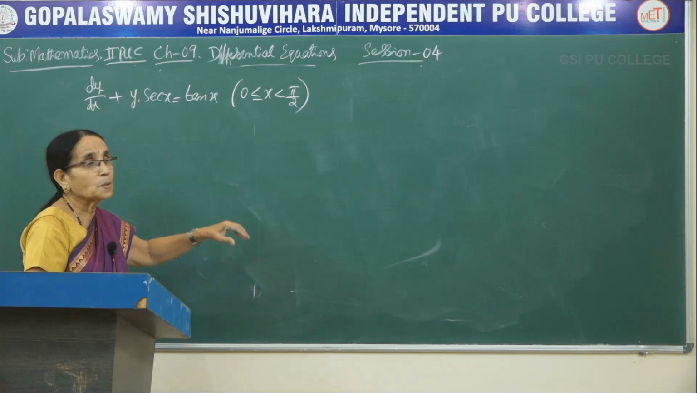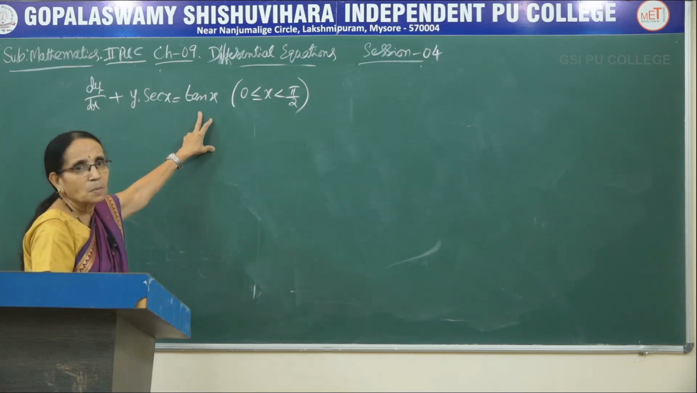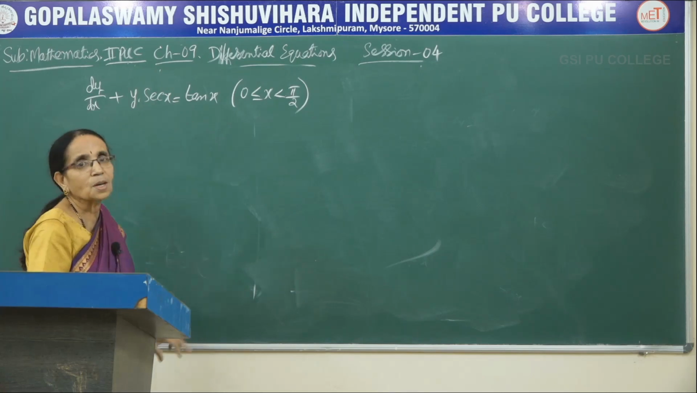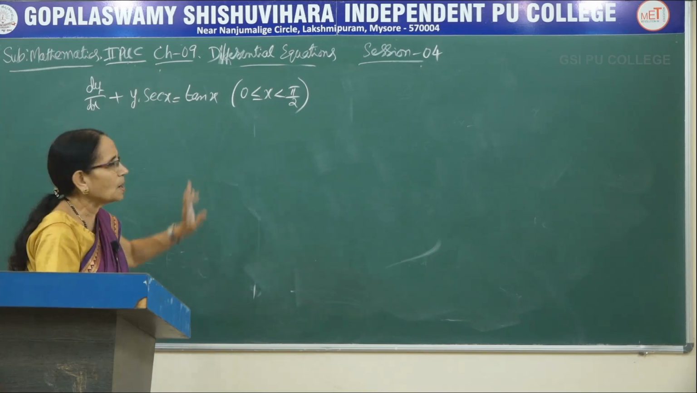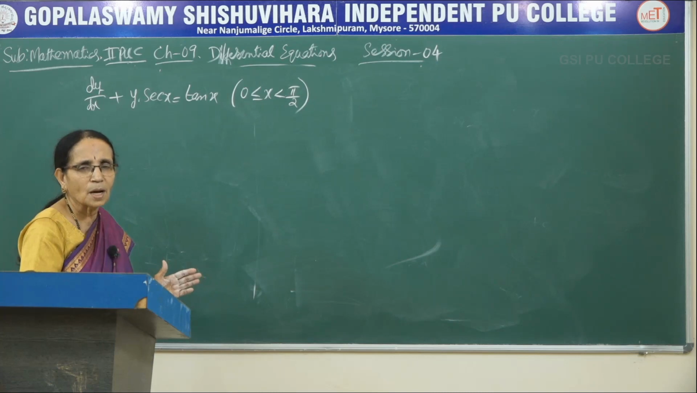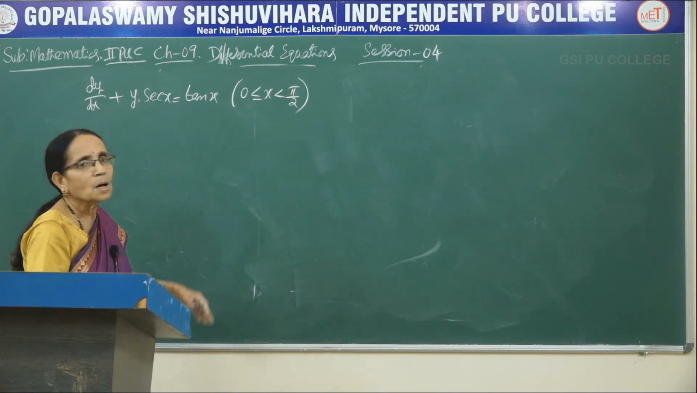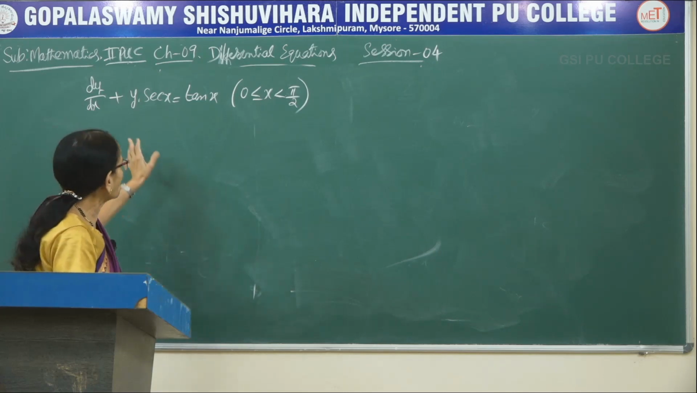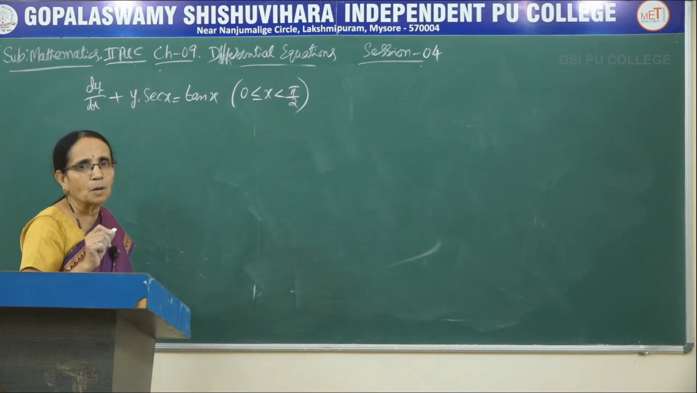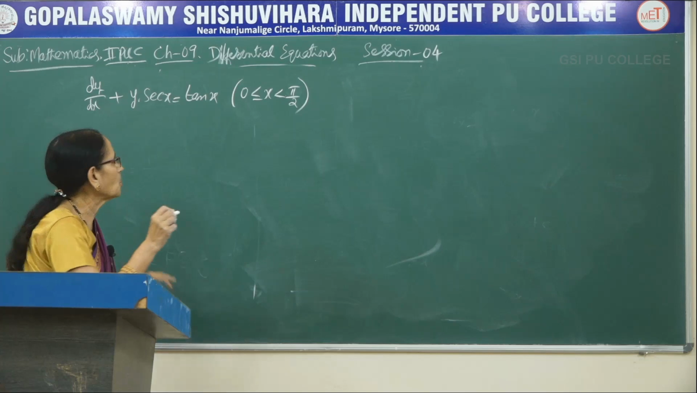Why that pi by 2 has been omitted is, you know that tan pi by 2, though we write it as infinity, is not defined. Same thing with secant pi by 2 also. So that value has been omitted. So we are considering the values of x in between 0 and pi by 2. 0 is included, pi by 2 is excluded. You clearly see that this problem is also already in the standard form.